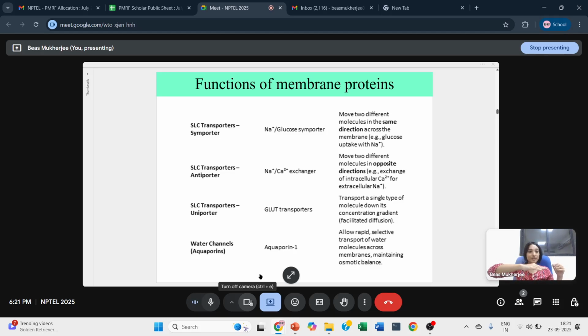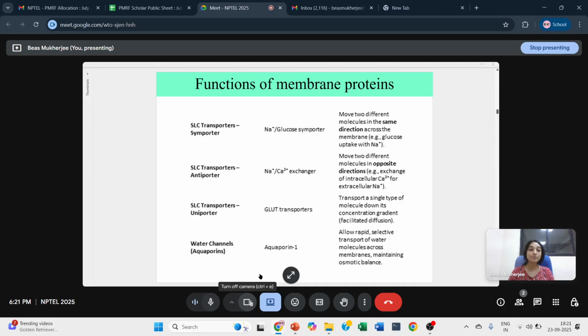Let's say this is the protein, something binds here and another thing binds here, and this just turns. So both the things get transported to the same direction. If it's an antiporter, then what will happen? This is the protein, something binds here, and then when it flips, these two are getting transported to two different directions. Right, so that is an antiport.